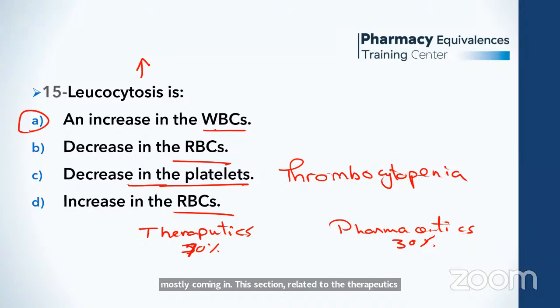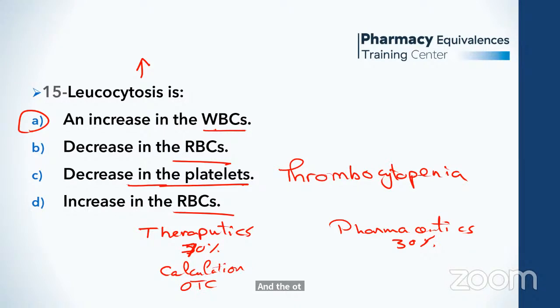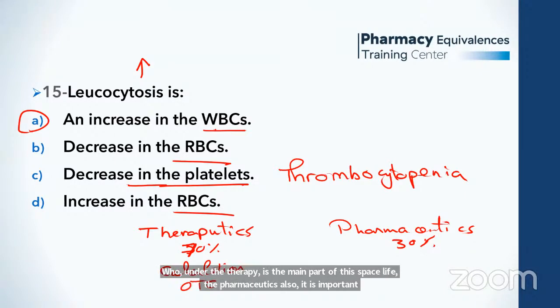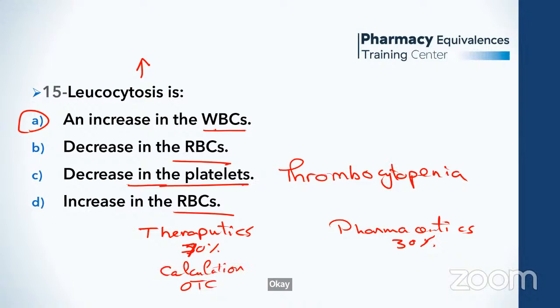Pharmaceutics includes the pharmacokinetic theoretical part and some drug-drug interactions. Under the therapeutics, you will find the calculations and the OTC. Therapeutics is the main part of this paper, while pharmaceutics is also an important part, but its weight in the paper is about 30%. This doesn't mean it's not important, it is important also.